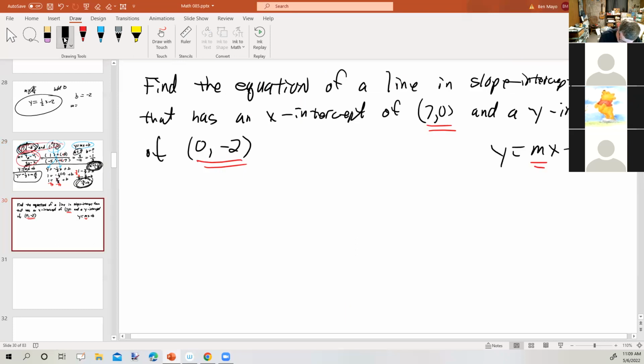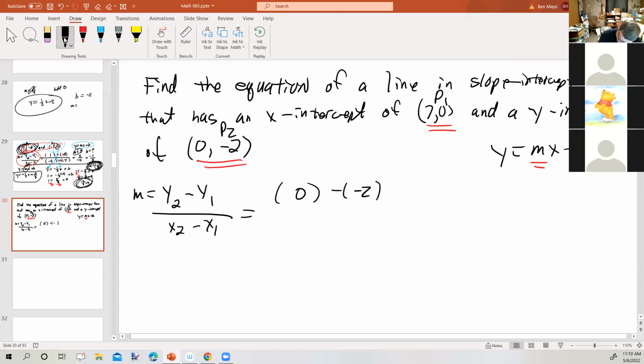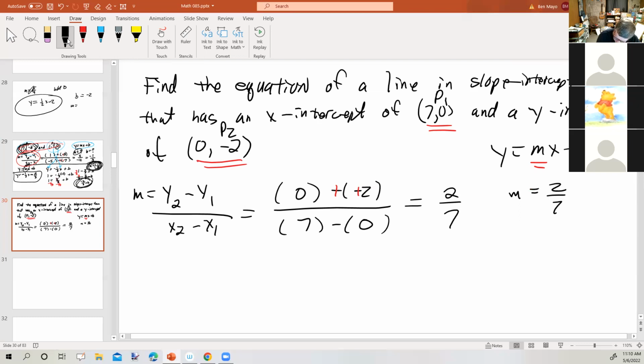So we're going to use the slope formula, which is what? m equals y2 minus y1 over x2 minus x1. I'll call this point 1 and this point 2. So y2 is 0, y1 is -2, x2 is 7, x1 is 0. Okay, you with me? Yes. Subtracting a negative is like adding a positive. 0 plus 2 is 2. 7 minus 0 is 7. So the slope is 2/7.